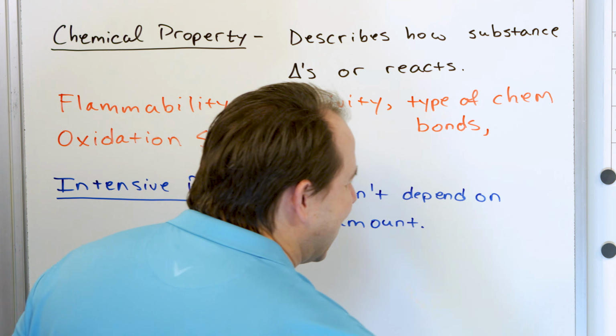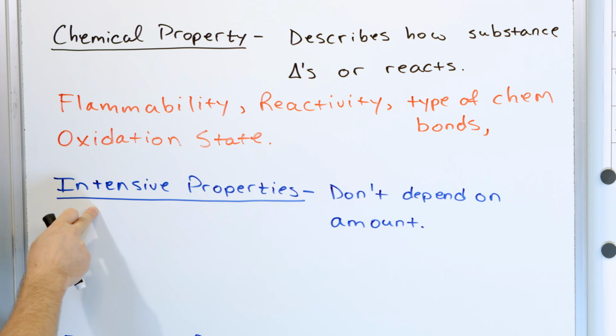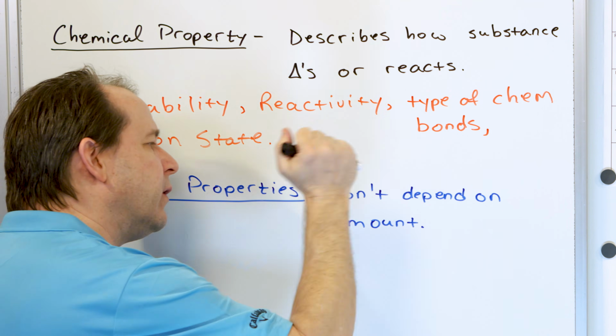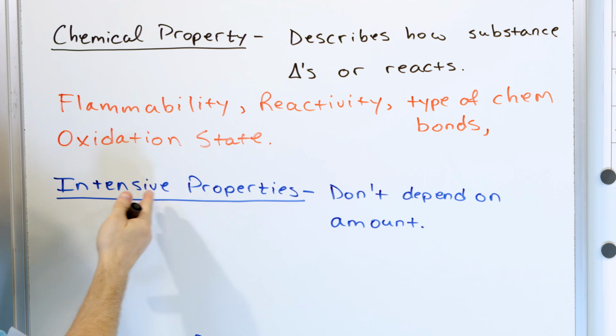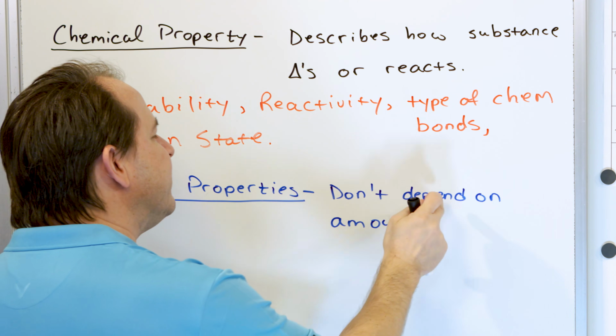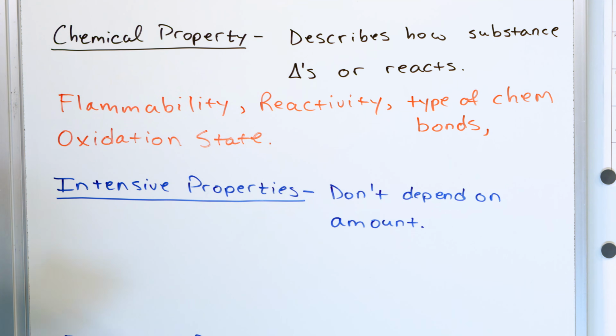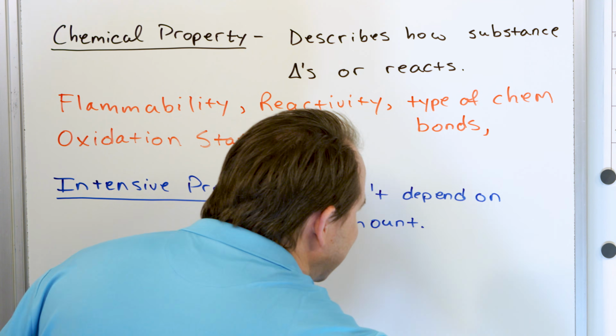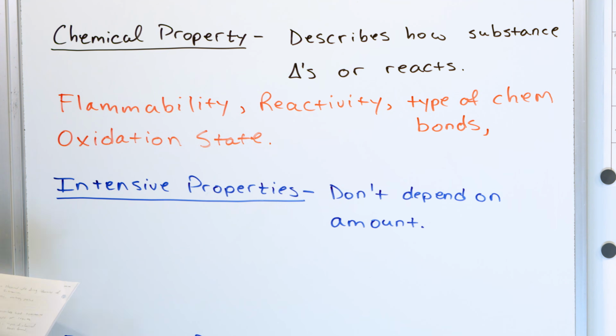Next, we have this idea of an intensive property and an extensive property. Again, I don't have very many words here, but an intensive property is a property that does not depend on the amount of a substance. It's just going to be easier to write a couple of examples down and show you that. So for instance, the melting point.